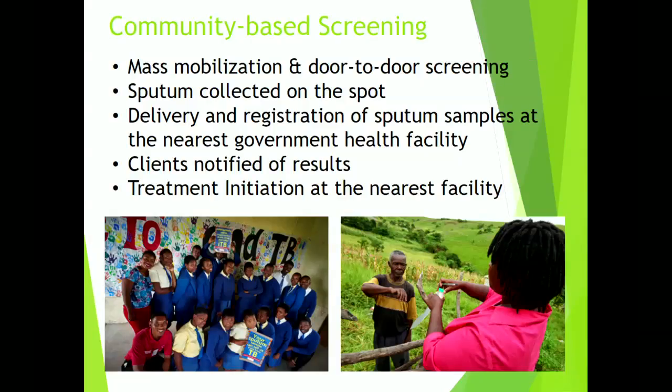The second strategy was community-based screening. What we did is we went to different areas and we recruited volunteers. We found that it was best to do what we called elimination campaigns, which were 30 days intensive screening where we did some mass mobilization and also door-to-door screening. Because Ugu is a very spread out district, it was quite difficult to do a lot of the mass mobilization in many of the regions.